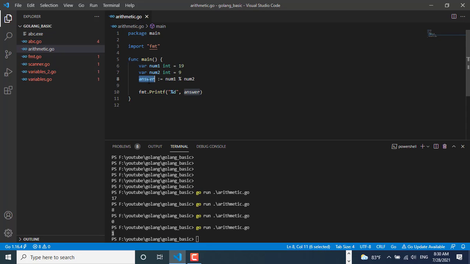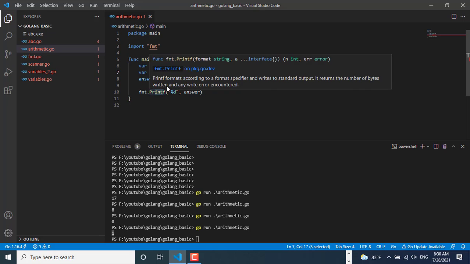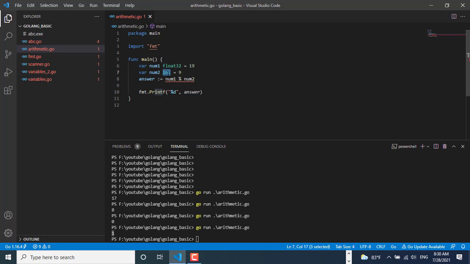Then this will be 5. If I add this as float32, then there is an error. Because this is float, this is int. Then the type of the variable is different. Then we can't do this operation. For that, we have to convert this into float.